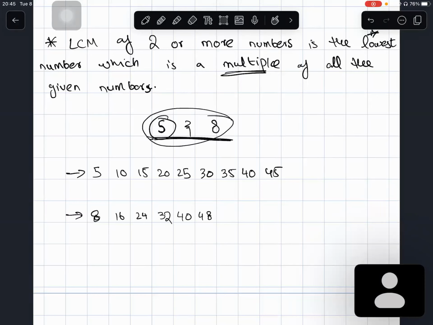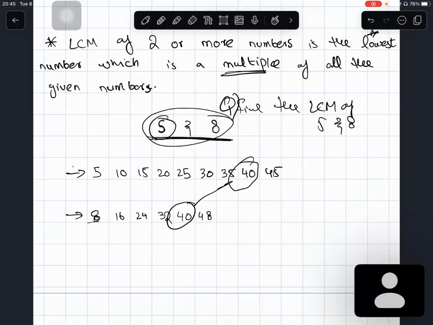And the question was, find the LCM of 5 and 8. So this was the question put in front of you. So what you did was you wrote some of the multiples of 5, then you wrote some of the multiples of 8. What you're looking for is the common number that is in both the multiples. So where do you think that is happening? What is the commonality? 40. Yes.